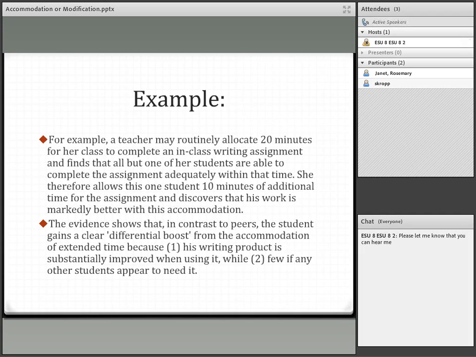So the evidence shows that in contrast to peers, the student gains a clear differential boost from the accommodation of extended time because, number one, the writing product is substantially improved when using the extended time, and number two, the other students didn't really appear to need it. So it seems that it's a unique accommodation for that student rather than an accommodation that maybe could be given to everyone in the classroom.